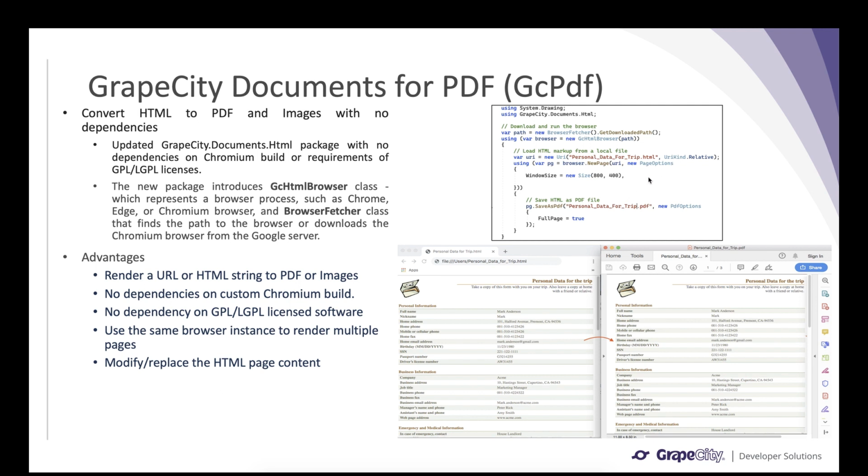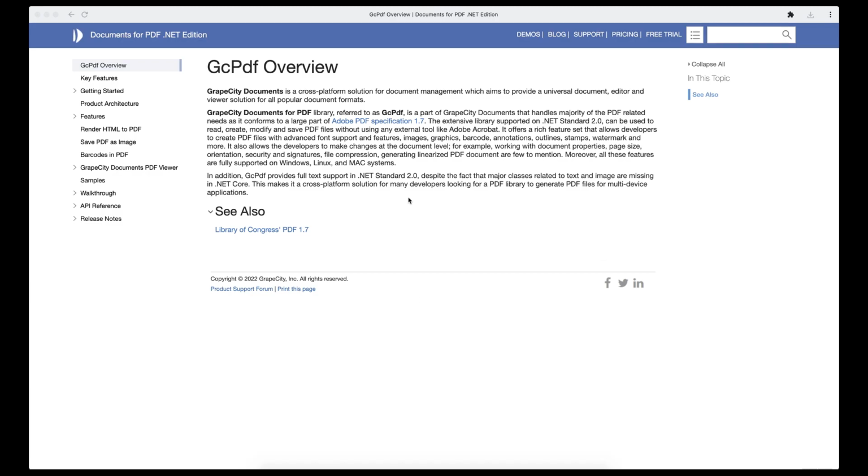There are more options in this class to control the HTML page settings, and then you save that page, directly call save as PDF, and pass the file name. You can set various PDF options. For example, here we want the full page to be true, and your file gets converted to PDF. Now, this package has been updated in both our products, GcPdf as well as GcImaging.